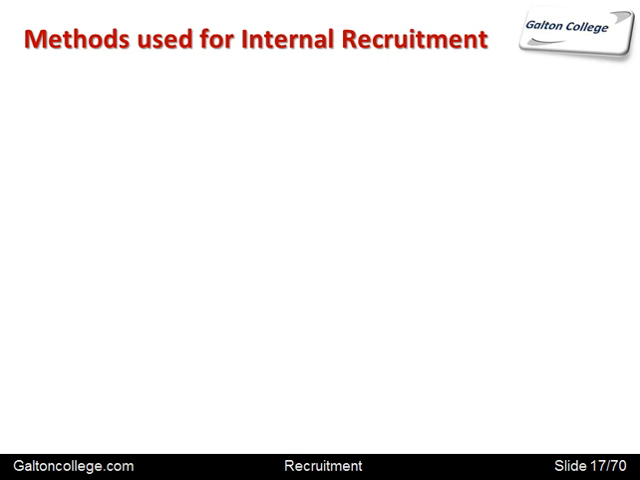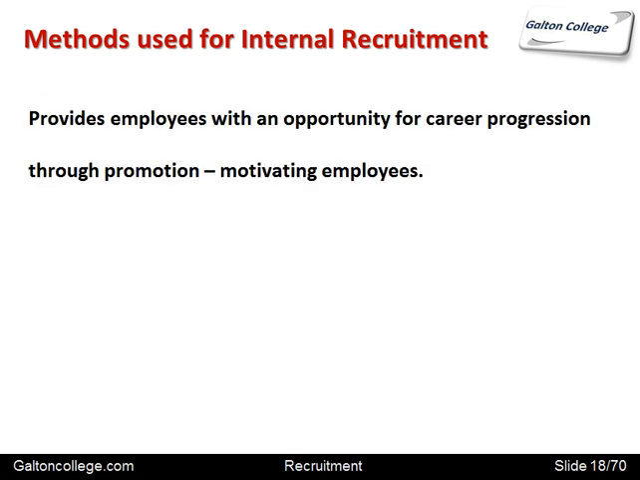Now, the methods for internal recruitment, well, it provides the employees with an opportunity for career progression through promotion, and this motivates the employees. So the internal method has a big advantage because existing workers within the organisation see opportunities arising perhaps all the time, different job roles, different experiences, and an opportunity for them to enrich their working experiences.